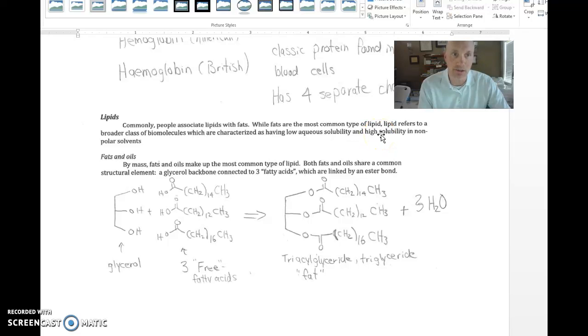It would actually be easier for human fat to dissolve in that than it would be for it to dissolve in water. And you probably have some sense of that if you've ever tried to clean out a pan that's had bacon fat in it. Water tends to not like that fat, but there are some solvents that would dissolve that. So first of all, let's start with fats and oils.